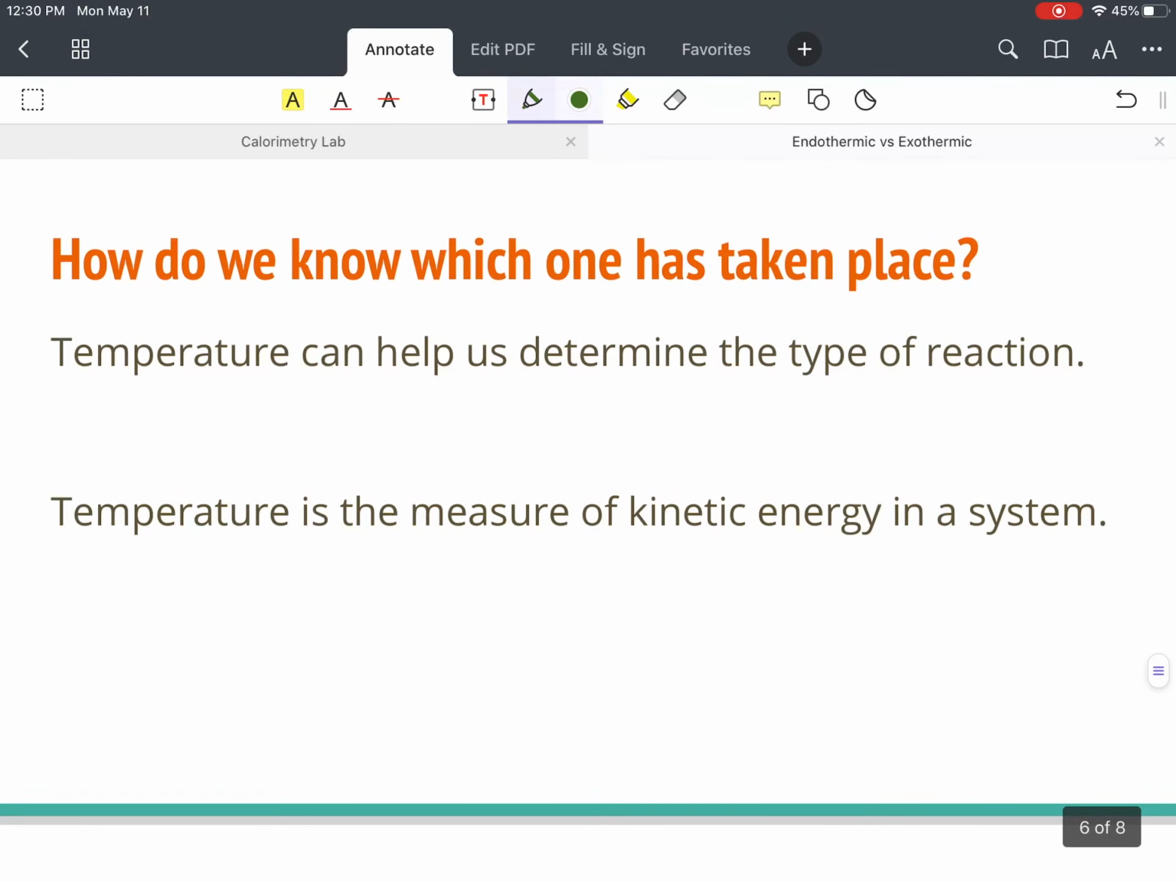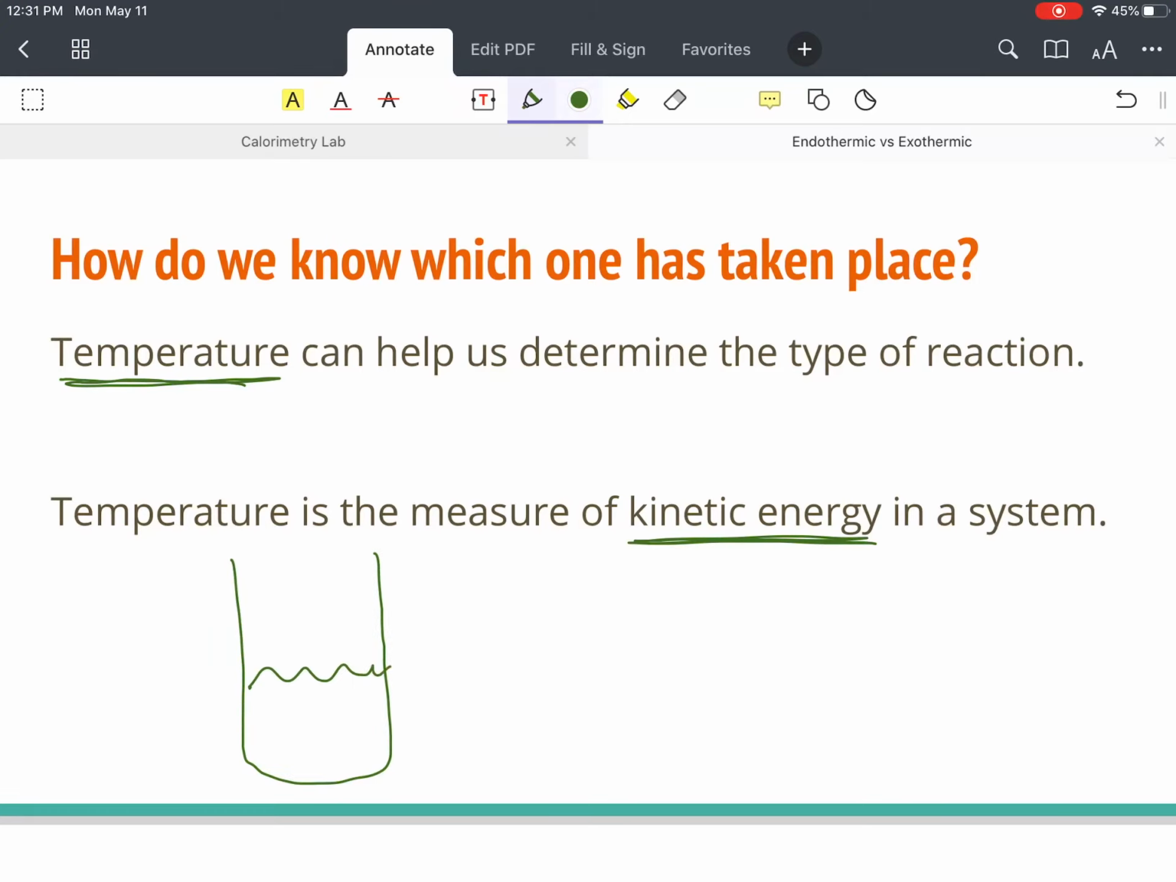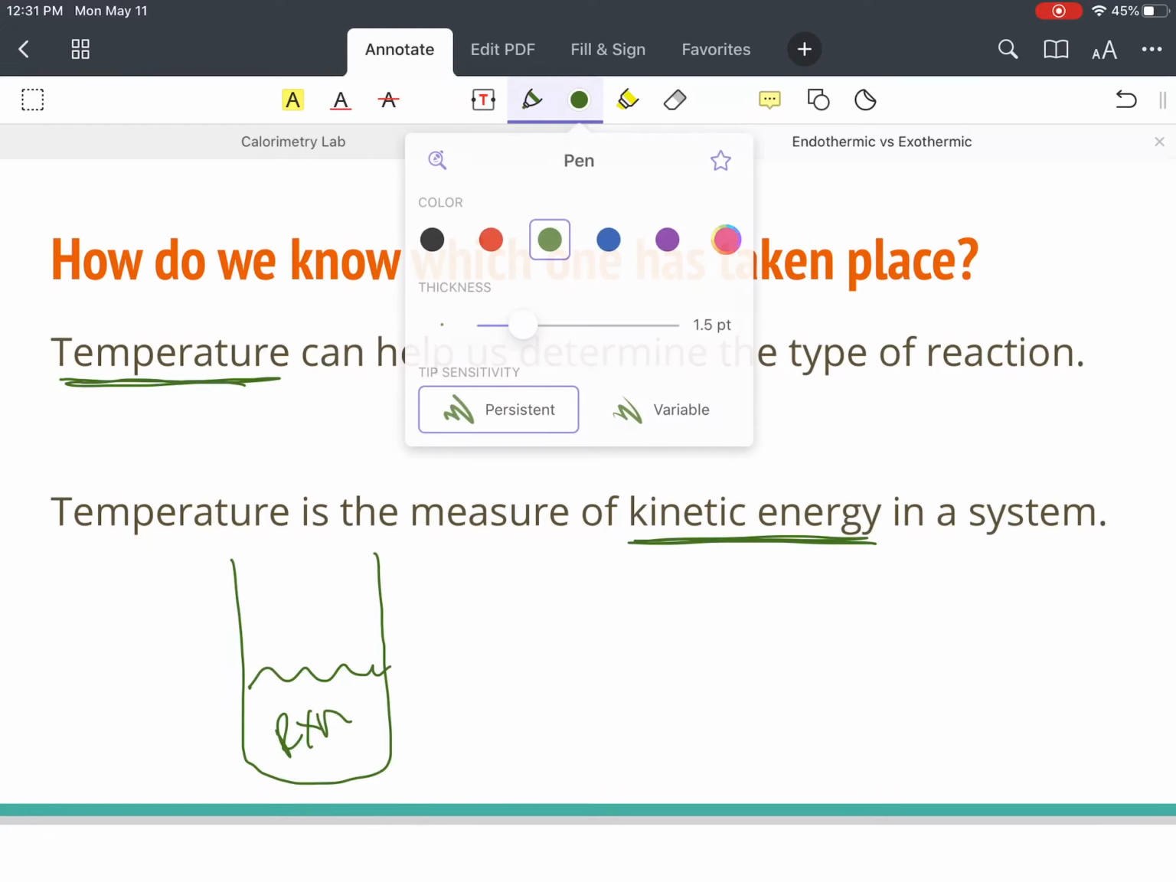Okay, so how do we know which type of reaction has taken place? Well, we can use temperature. Okay, because remember, temperature is just a measure of energy. So let's say, this is probably going to be easiest just to draw. So let's say I have a substance here, right? And I have some kind of reaction taking place in here, right?